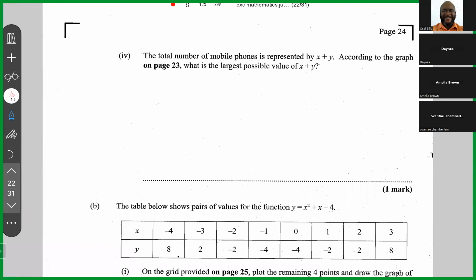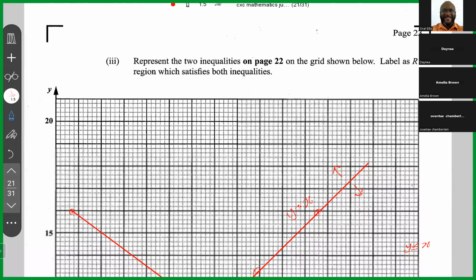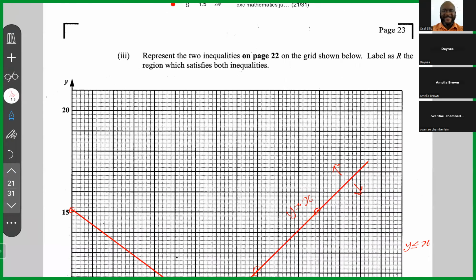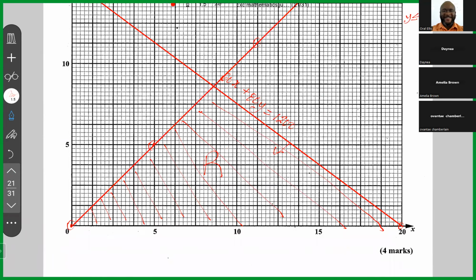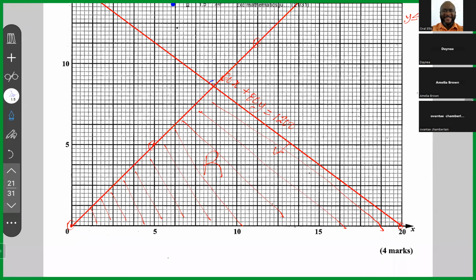It says the total number of phones is represented by X plus Y. According to the graph, what is the largest possible value of X plus Y? All right, the only thing I told people where that is concerned is that maximum and minimum is always at the vertices of the common area. The common area is where we shaded. And these are the vertices of the common area.